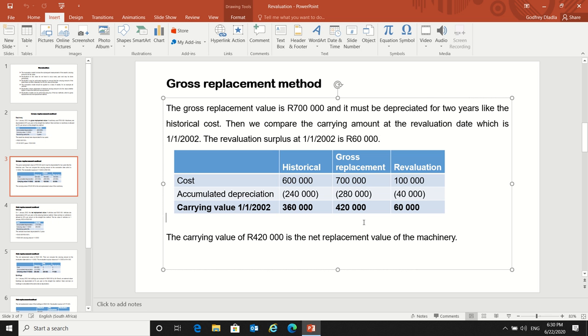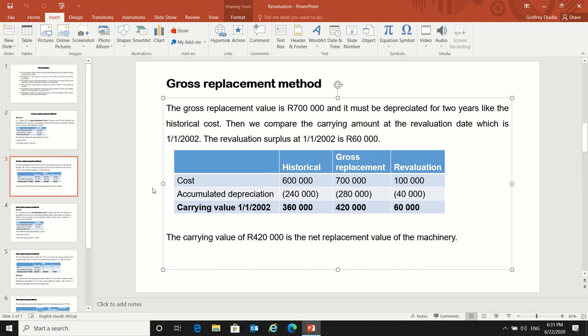Now, what is it that you need to remember about gross replacement? You must take the gross replacement amount and apply it the same way that you've applied your historical cost, meaning depreciate it the same way that you've depreciated your historical cost. If it's 2 years, you do it for 2 years. Then you calculate your net replacement, which is 420. Then you compare the 360 to 420, and get 60. That is gross replacement for you. If you want to do gross replacement, that's the process you are supposed to follow.